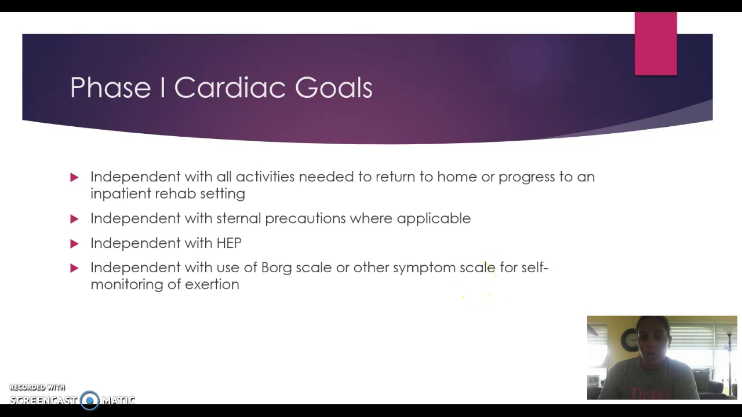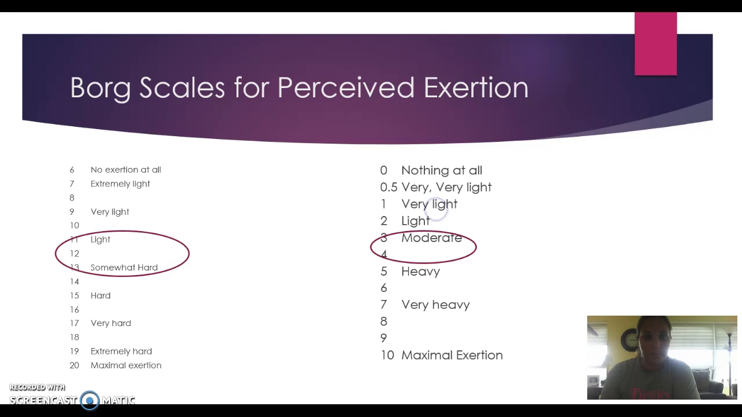Phase 1, cardiac goals: independent with all activities needed to return home or progress to an inpatient rehab setting. Independent with sternal precautions where applicable. Independent with home exercise program. Independent with the use of Borg scale or other symptom scale for self-monitoring of exertion. Borg scales for perceived exertion.